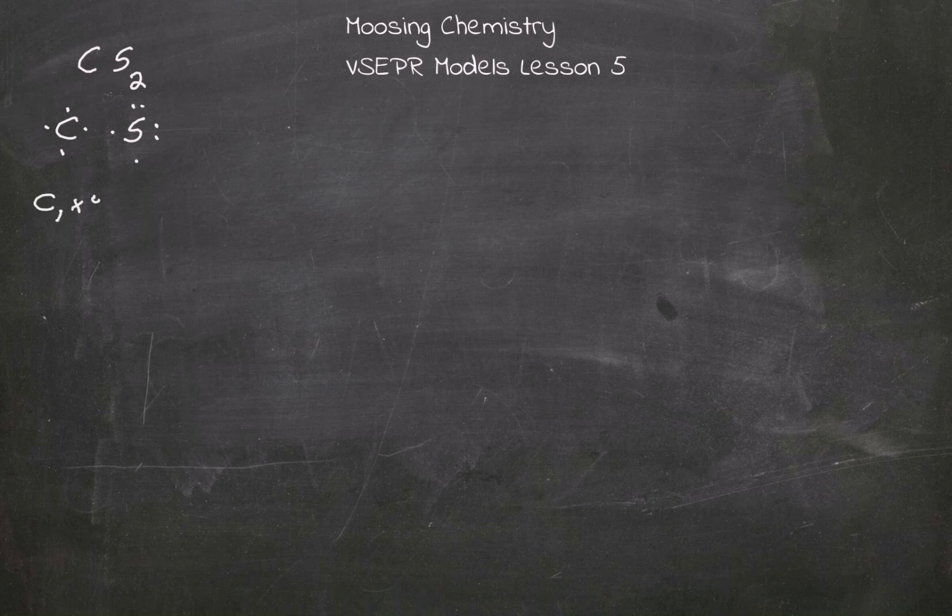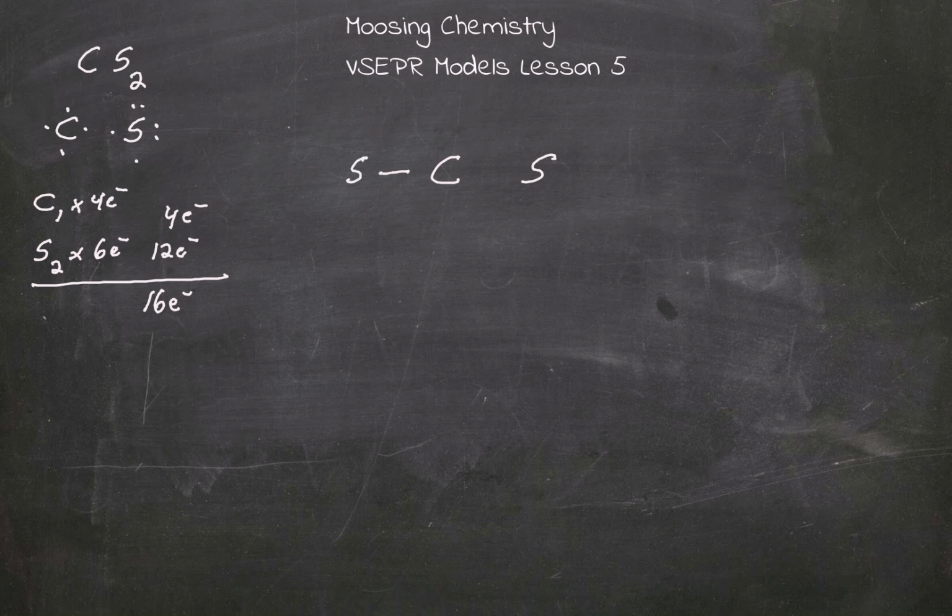So carbon is 1 times 4 valence electrons. Sulfur is 2 times 6 valence electrons. This gives me 12 valence electrons and 4 valence electrons, which is 16 valence electrons. So that's good so far. Whatever structure we draw has to use up 16 valence electrons. So let's draw the structure. Carbon goes in the center, put S to the right and S to the left. Remember, we have to connect carbon first. 2, 4. Now we have to finish this. 6, 8, 10, 12, 14, 16.